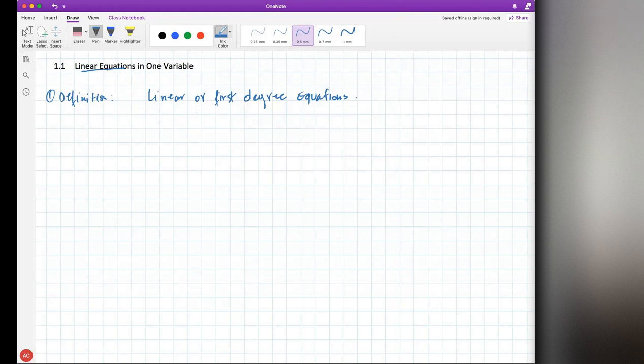Professor, I'm sorry. What's the word number one? Here, definition: linear or first degree equation. Okay. Right.